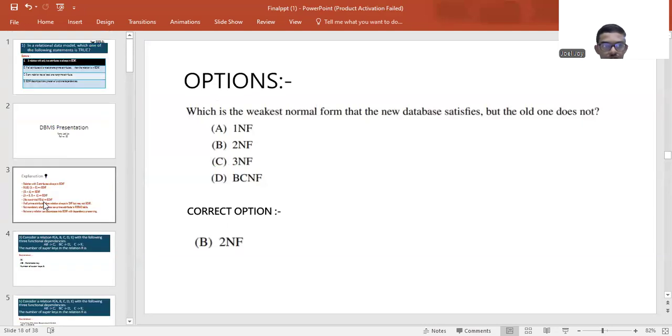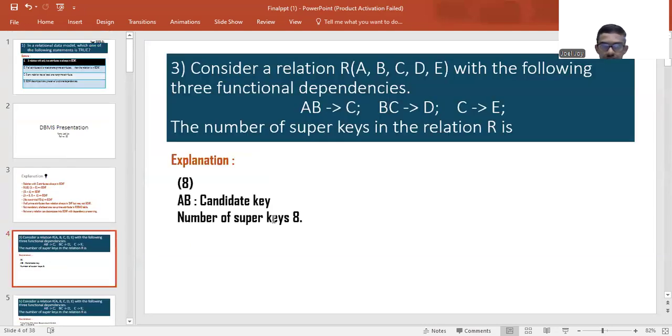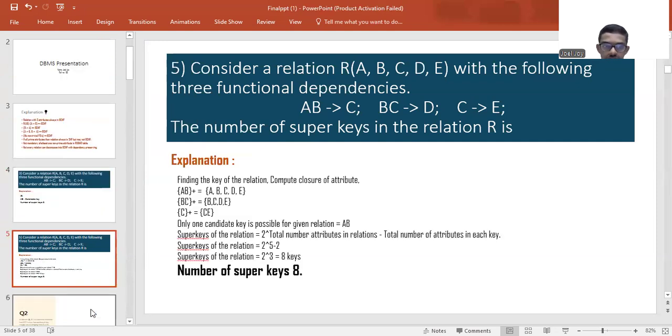Now, when we go to the third question, it says: consider a relation R(A, B, C, D, E) with the following 3 functional dependencies: AB implies C, BC implies D, C implies E. The number of super keys in the relation R is... 8. Here the answer is given as 8. Let's see how that was actually possible.